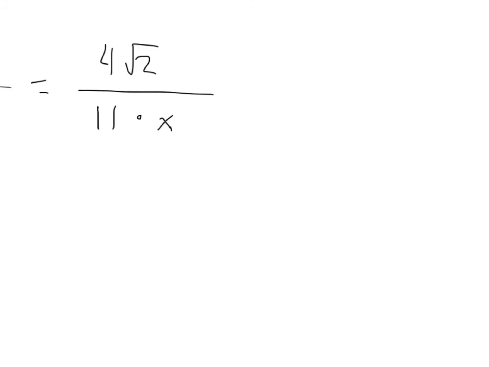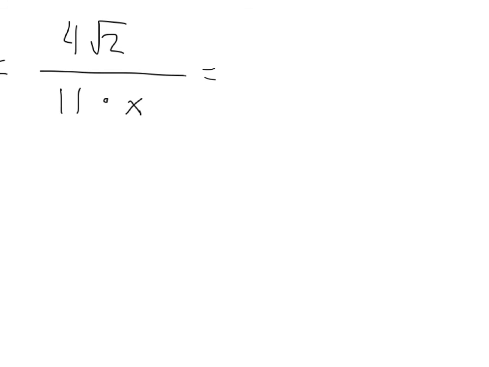All right, so simplifying even a little more. On top, we have 4 root 2. On bottom, 11 times x is really just 11x. Now, can I simplify this any more? Well, 4/11ths, is that a fraction I can simplify? No. So I am actually done.